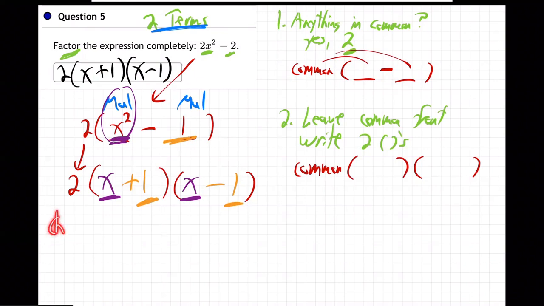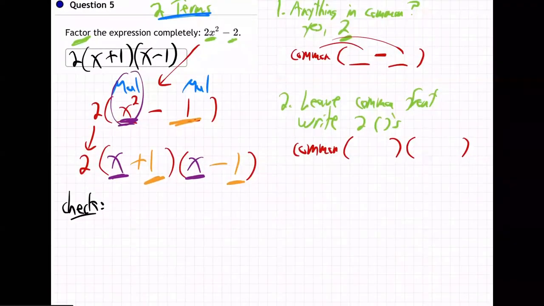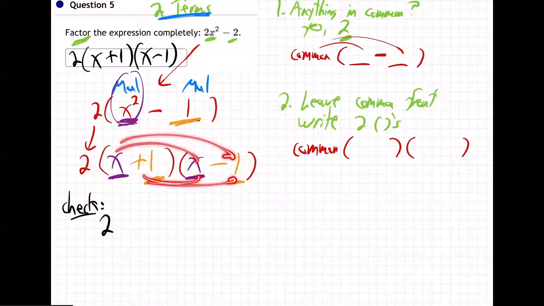Let's check it just to prove it's true. Not required, but I think it's instructive. How do you check something like this to see if you really got it right? You can grade your own next test. You'll know when you're right beforehand. You leave the 2 in the front for a minute and start by multiplying these guys. Start with the parentheses.